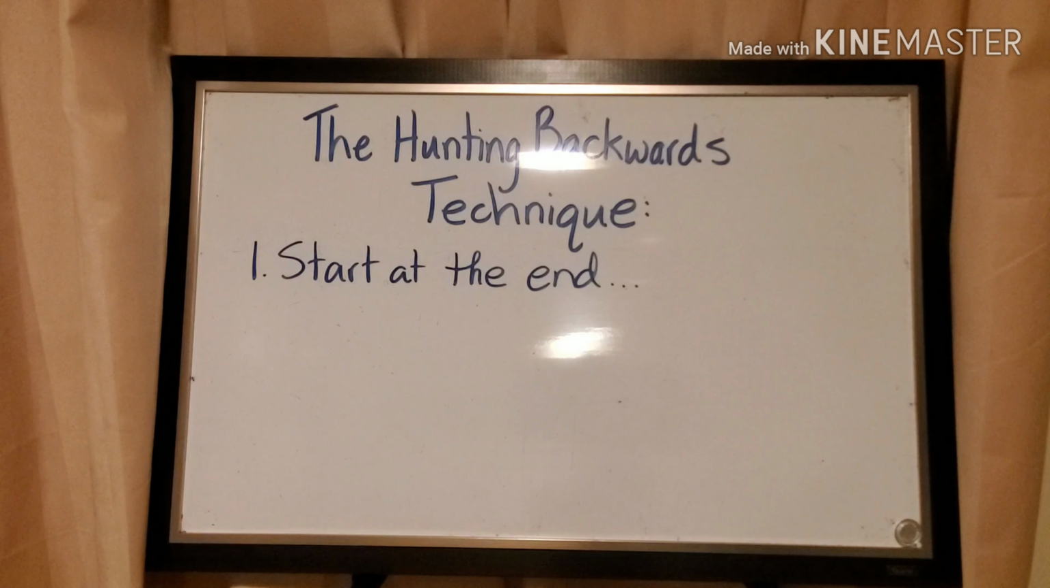All right, step number 1 of the hunting backwards technique is start at the end. So that means start at the end of the sentence or start at the end of the paragraph, wherever you want to start, but make it at the end. And you're going to do something going backwards. Do not read your sentence again. Do not read your paragraph again. Reading, that's how you miss your mistakes. This is hunting backwards. Start at the end and go backwards.